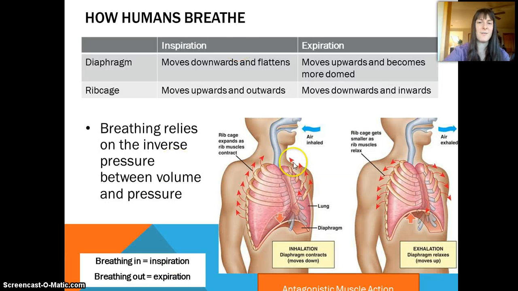Final thing I want to talk about very quickly is the idea of antagonistic muscle action. So in order for us to breathe at that big scale, that ventilation scale, there's going to be some different muscles that work together to allow this. Inspiration, breathing in, expiration, breathing out. There's always going to be pairs that allow this to happen.